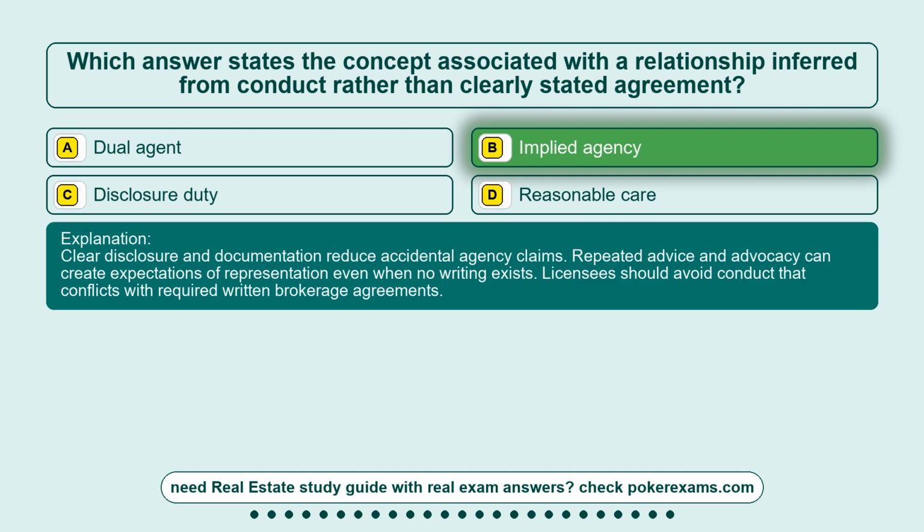Clear disclosure and documentation reduce accidental agency claims. Repeated advice and advocacy can create expectations of representation even when no writing exists. Licensees should avoid conduct that conflicts with required written brokerage agreements.